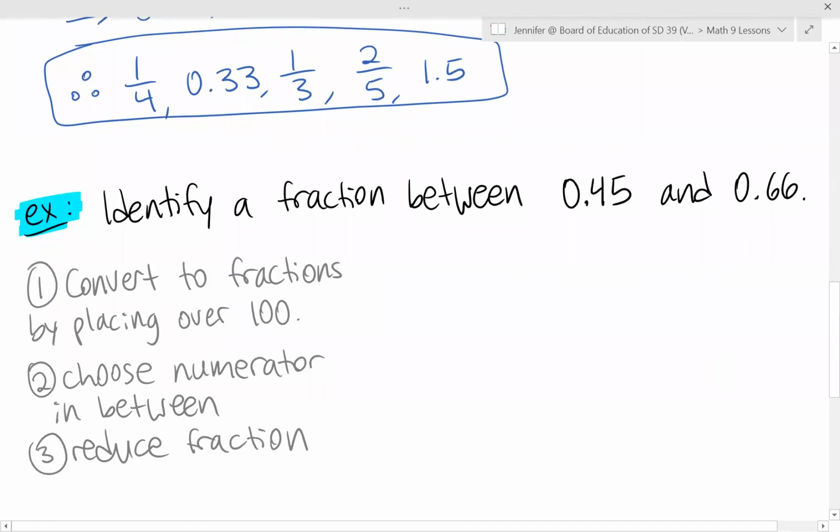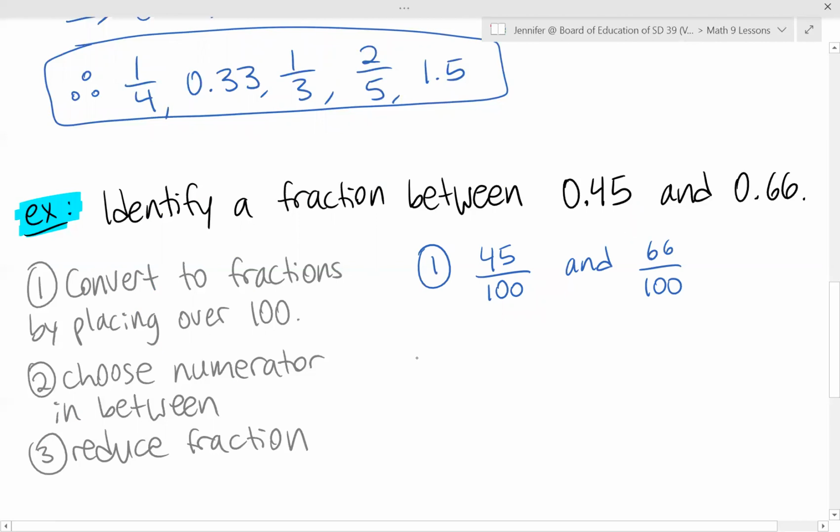Okay, next question. We want to identify a fraction between 0.45 and 0.66. Obviously, these are given in decimals, but we want to get a fraction between these two. So the first step would be to convert the numbers into fractions by placing this part of the decimal over 100. So step 1 here, our numbers are going to become 45/100 and 66/100. You can check this on your calculator as well if you forget, but anything to the right of the decimal goes over 100.